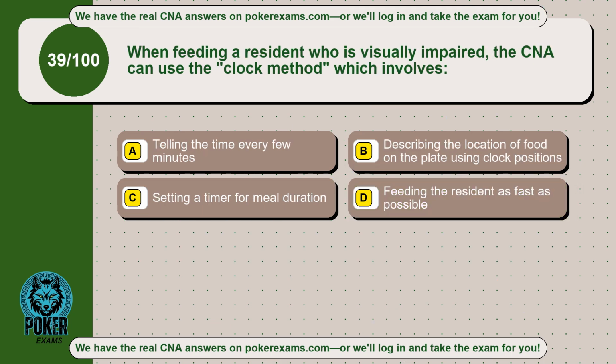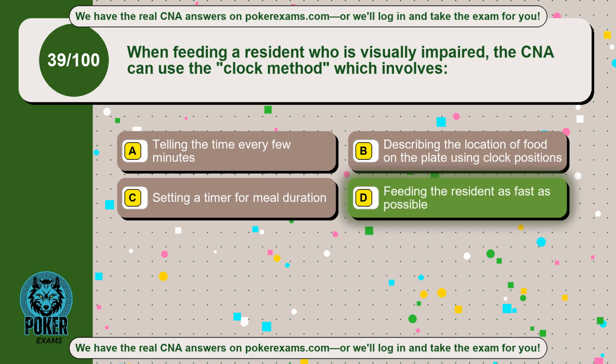Question 39. When feeding a resident who is visually impaired, the CNA can use the clock method, which involves. Option A, telling the time every few minutes. Option B, describing the location of food on the plate using clock positions. Option C, setting a timer for meal duration. Option D, feeding the resident as fast as possible.